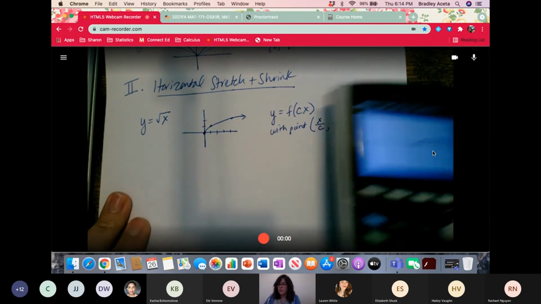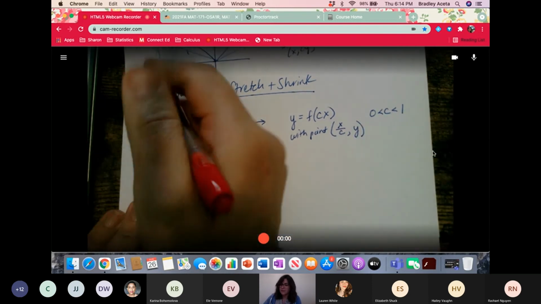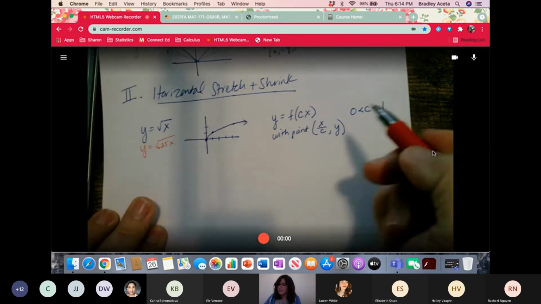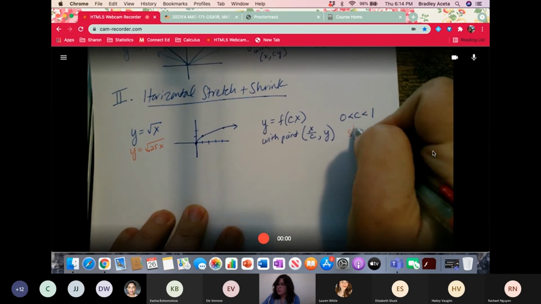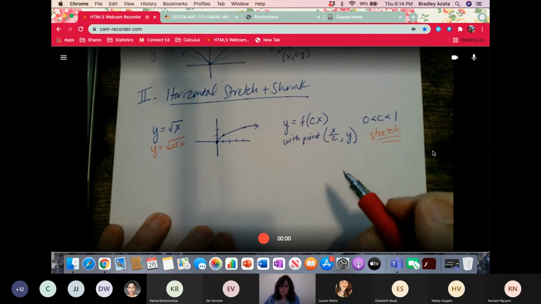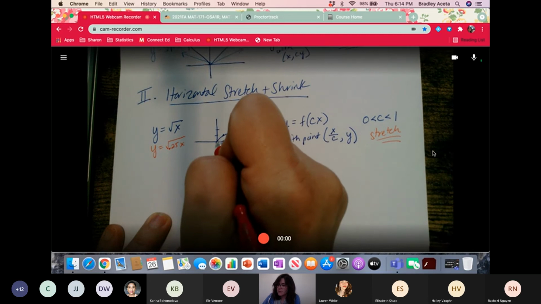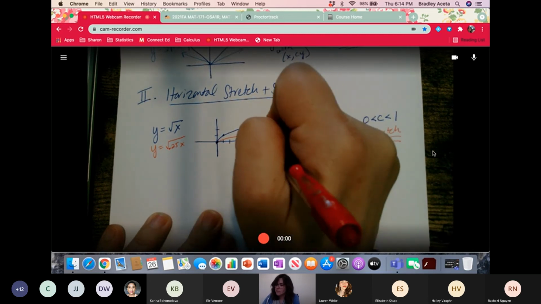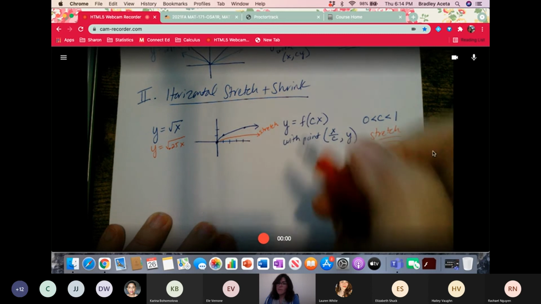So if I had y equals the square root of 0.25x, it would stretch it horizontally. So it would go like that. Stretch.